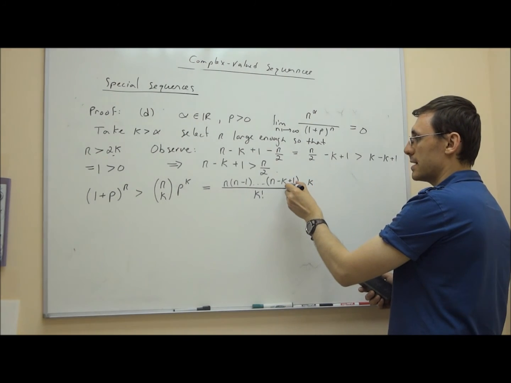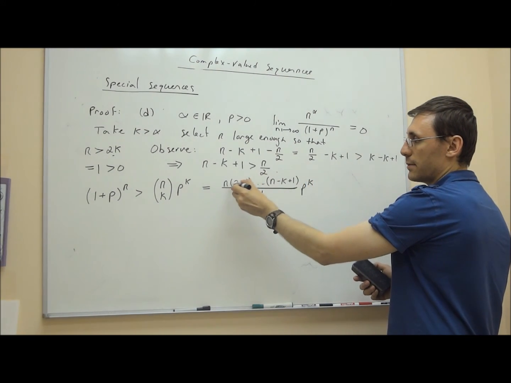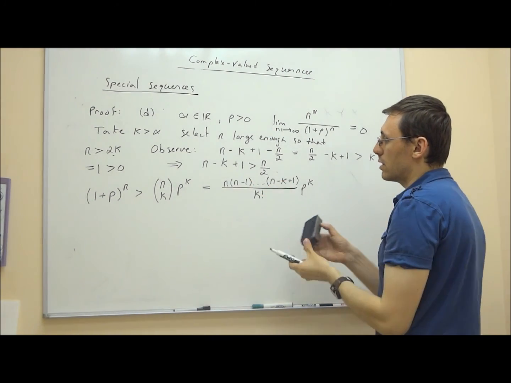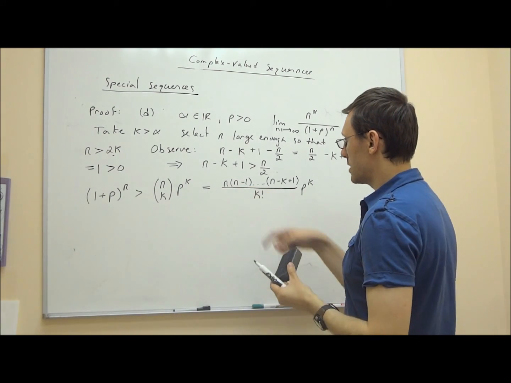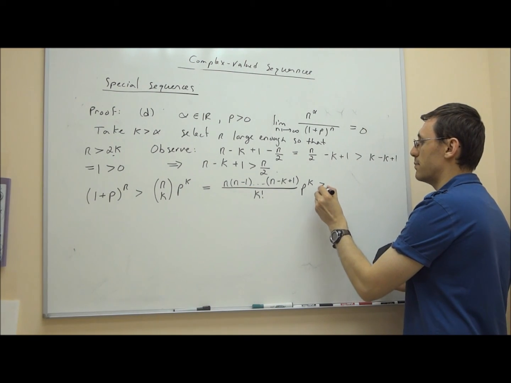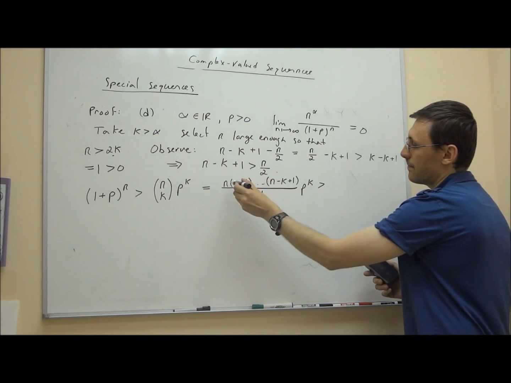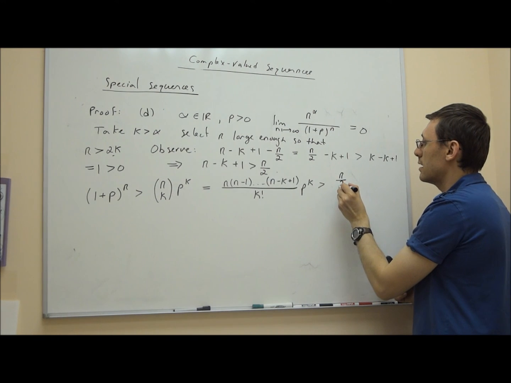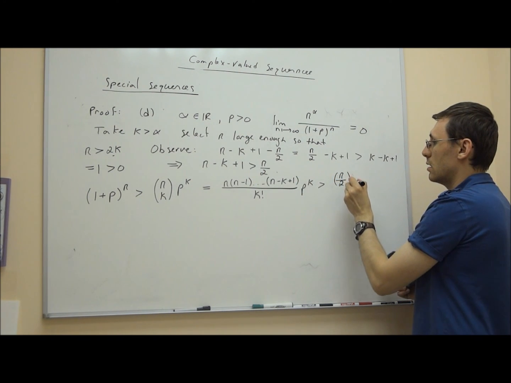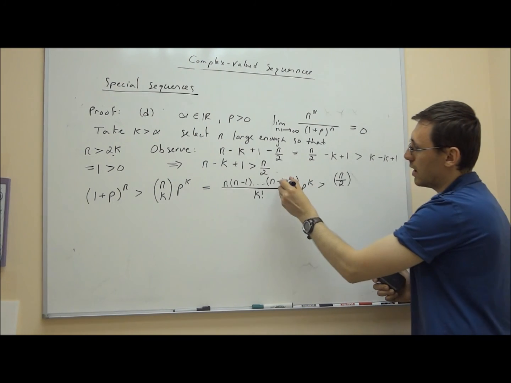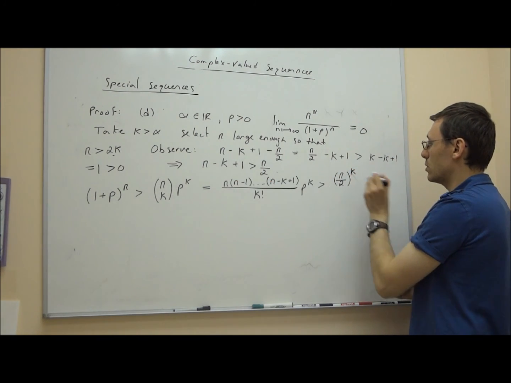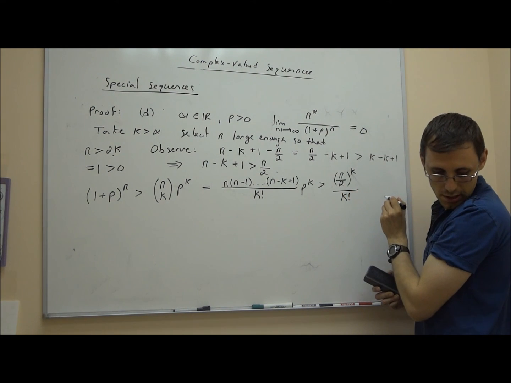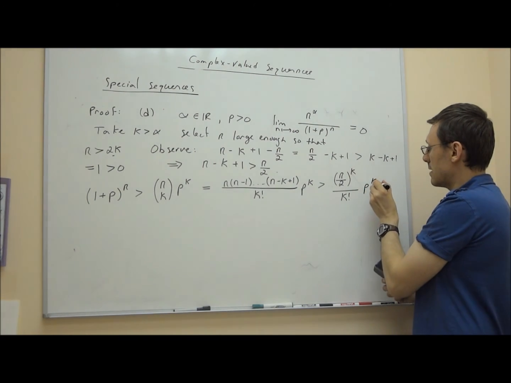Now notice that n minus k plus 1 is the smallest of those numbers. So n minus k plus 1 is smaller than n minus k plus 2, and each of them is smaller than the number to the left. So n is the larger number there. So therefore this thing is bigger than n divided by 2, we have k copies of them. So 1, 2, 3, all the way k copies. n over 2 to the power of k, divided by k factorial, times p to the k.